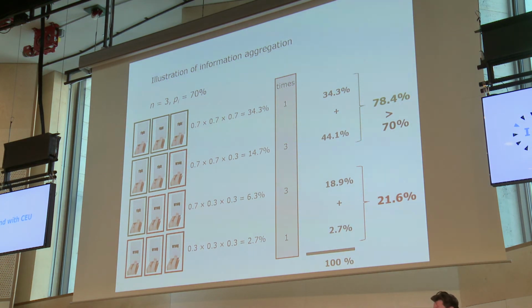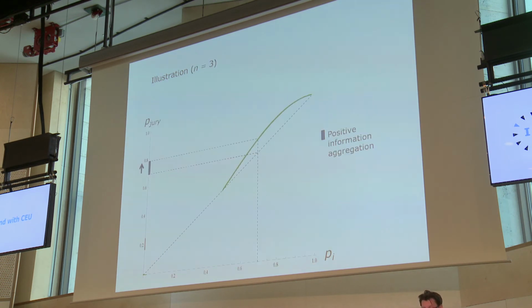And this phenomenon is called information aggregation. So if you trace this out here, I discussed this example, individuals are 70% likely to know the truth. The group is almost 80% likely to know the truth. So we get this point. And if you then trace it out for all probabilities above 0.5, you get this upward bulging green line. So this is the information aggregation that results from voting.